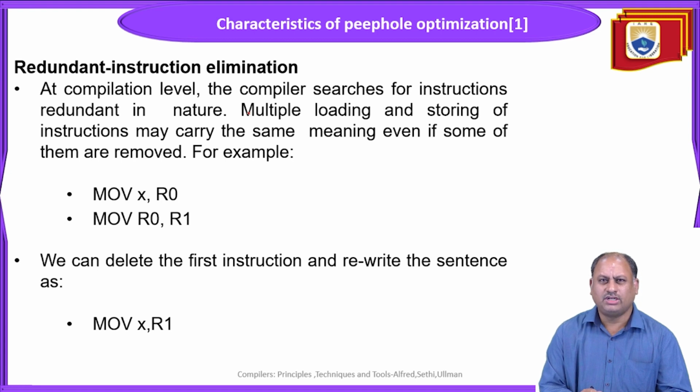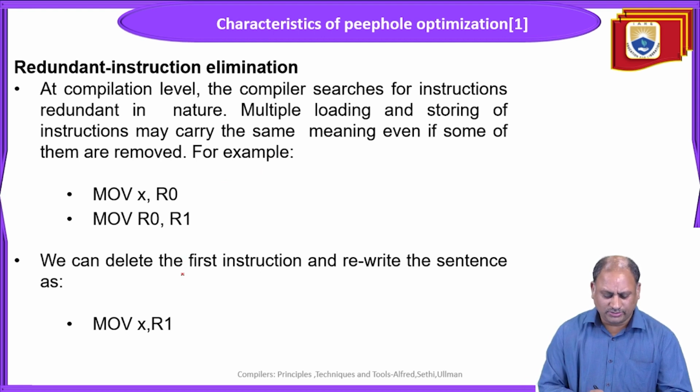In redundant instruction elimination, the compiler searches for instructions that are redundant in nature. Which instruction is redundant has to be found at compilation level. Sometimes multiple loading and storing of instructions also takes place. So multiple loadings are to be removed.